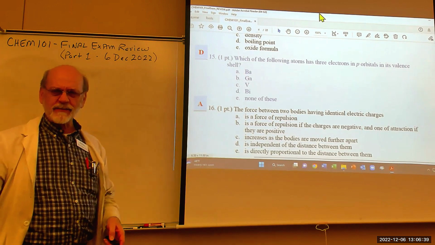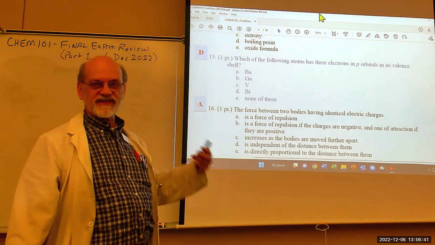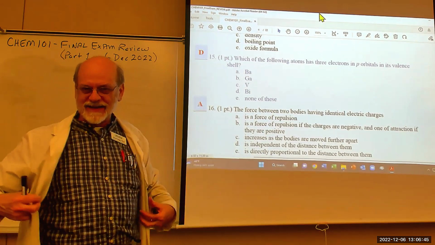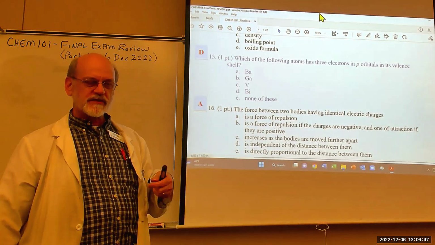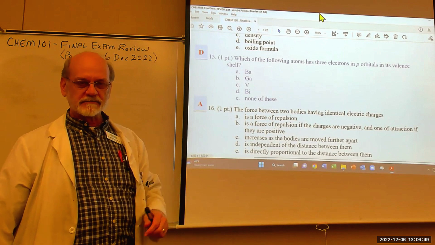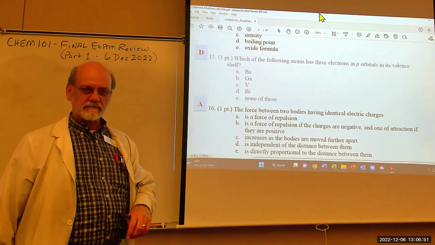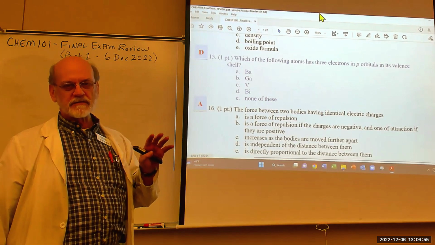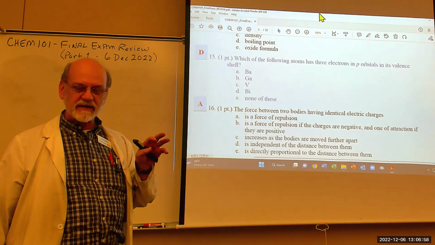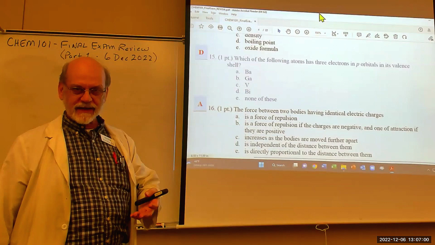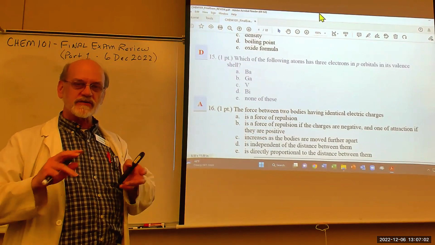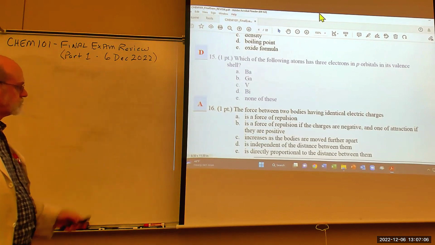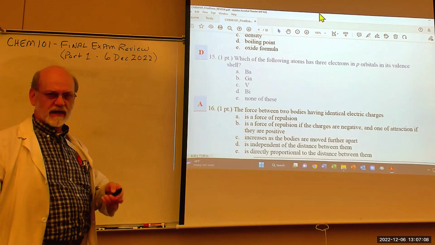Why is that important to chemistry? I mean, it looks like we're talking physics. Well, as a physicist would say, chemistry is just applied physics. And much of chemistry can be explained through electrostatic interactions. In other words, interactions of charges. Not all, but a lot of it can.